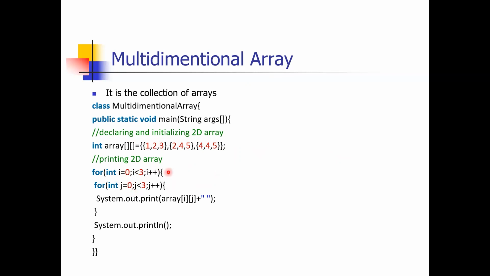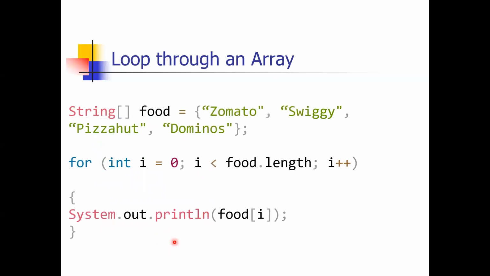One loop for row, i from 0 to 2, row is 3, so 0, 1, 2. And the column loop from 0 to 2. And print array i of j. This is for space, and this is for next line. First value, then the second value, next the third value, like this. This is a multi-dimensional array. This is the example of a loop.